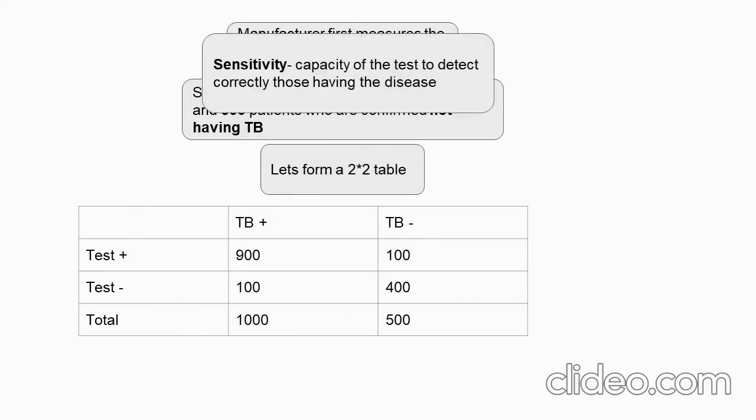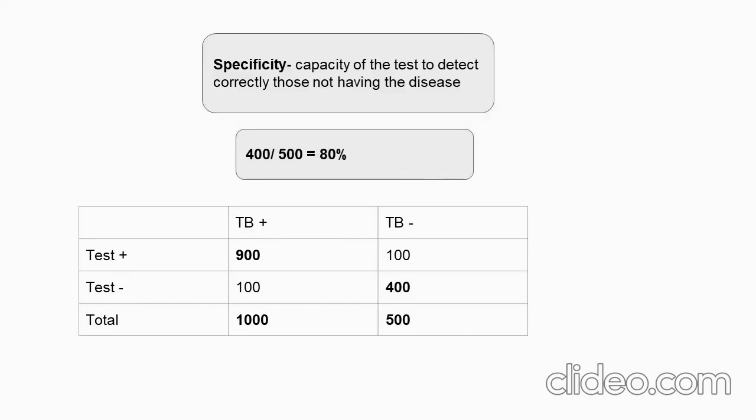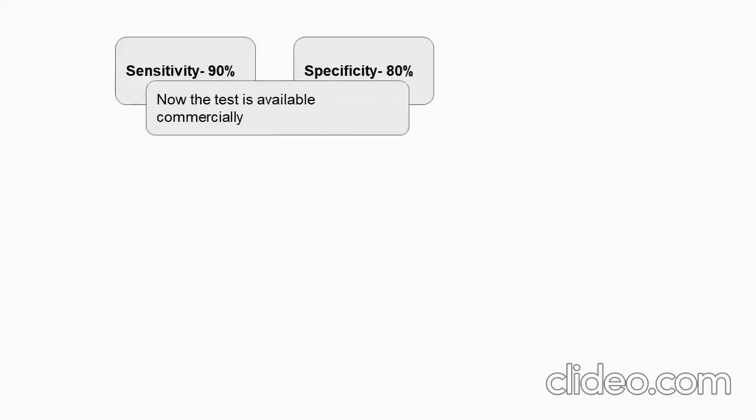Sensitivity is defined as the capacity of the test to detect correctly those having the disease, which is 900 out of 1,000 or 90%. Specificity is the capacity of the test to detect correctly those who do not have the disease, which is 400 out of 500 or 80%. Now the manufacturer can claim that the sensitivity of the test, T, is 90% and the specificity is 80%.